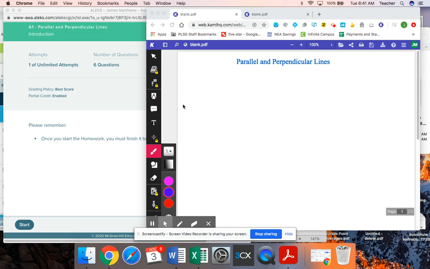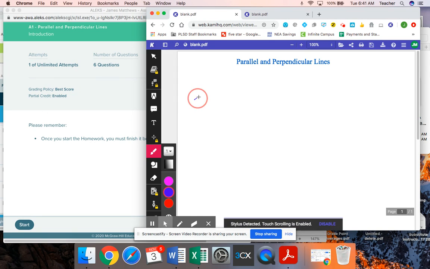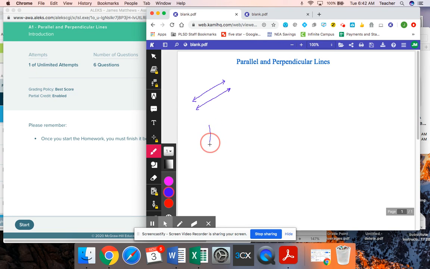All right, let's talk about parallel and perpendicular lines. This is going to be an intro, and then we'll do a couple of examples after this. Let me just start off right off the bat. Sometimes there are two lines that are drawn in such a way or exist in such a way that they never intersect. All right. Sometimes there are lines that are drawn that intersect in a special way.